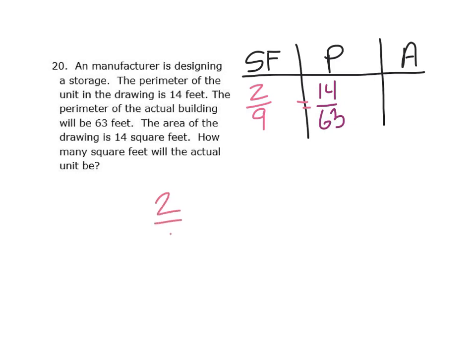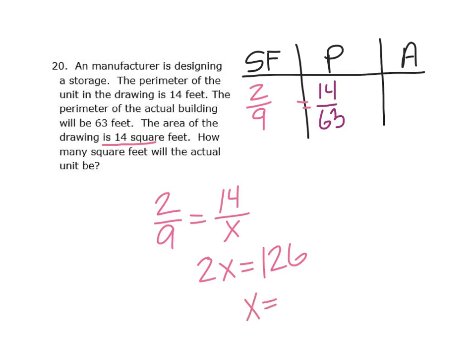So we have 2/9, and we're looking for the area of the actual storage. If the drawing is 14, then we're looking for x. So 2x is going to equal 9 times 14, which is 126, which means the area of the actual building is going to be about 63 square feet.